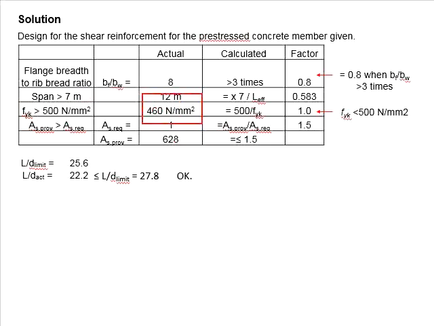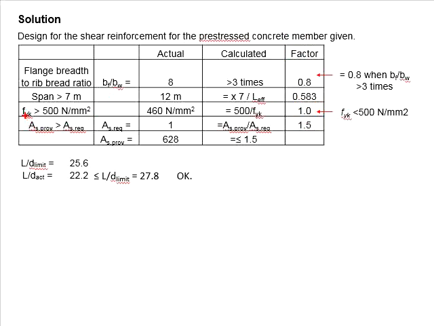Next, we look into the steel grade provided as the tension reinforcement bar. The steel grade is 460, which is less than 500 Newton per mm square. That means this correction factor is not applicable. We will just use 1.0 for the factor.